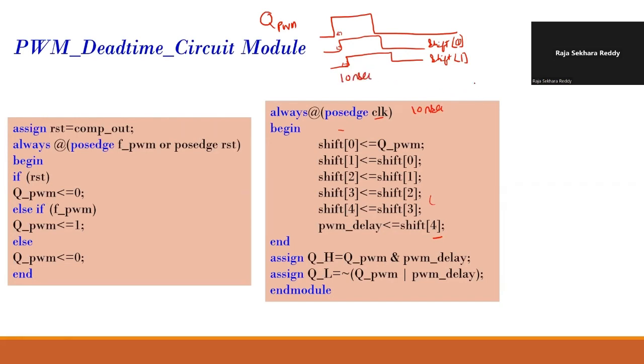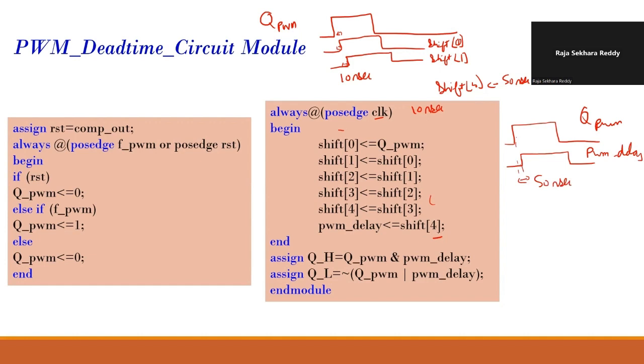Now this is your QPWM. So you understood how the shift is happening, right? This QPWM is delayed by 10 nanoseconds, then further by 10 nanoseconds, etc. It goes on. So my shift 4 would be delayed by 50 nanoseconds. Now this will be my PWM delay. This is QPWM, this is PWM delay, and this shift will be 15 nanoseconds, because we're using shift 4, right?